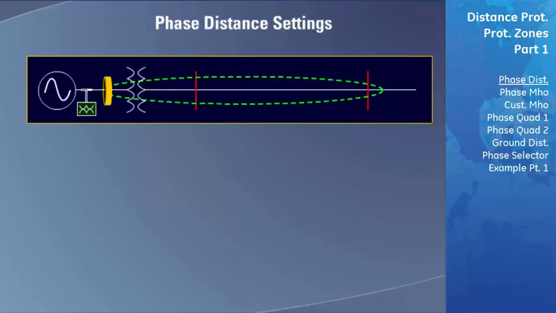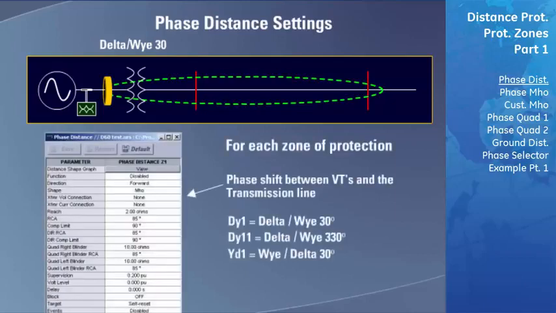In the transformer voltage connection field, select the type of transformer being used and its relative position on the VT. In our case, the transformer is a delta Y30 transformer, and the VTs are located on the delta side. Therefore, we need to select DY1, which represents a delta Y transition between the VTs and the transmission line. The number 1 stands for the degree of phase shift in multiples of 30 degrees. Since our transformer has a 30-degree phase shift between the 2 sides of the transformer, the number 1 is selected.